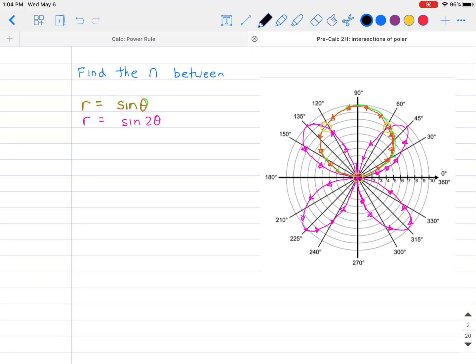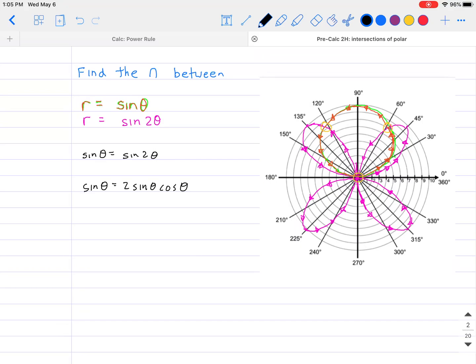So again, just like before, what we're going to do is take the two equations and set them equal to each other. So sine of theta is equal to sine of 2 theta. And thinking back to last semester where you saw trig identities, what I want to do now is change the sine 2 theta by its identity, which is going to be 2 sine theta multiplied by cosine theta. Okay, so that's going to be equal to sine of theta.